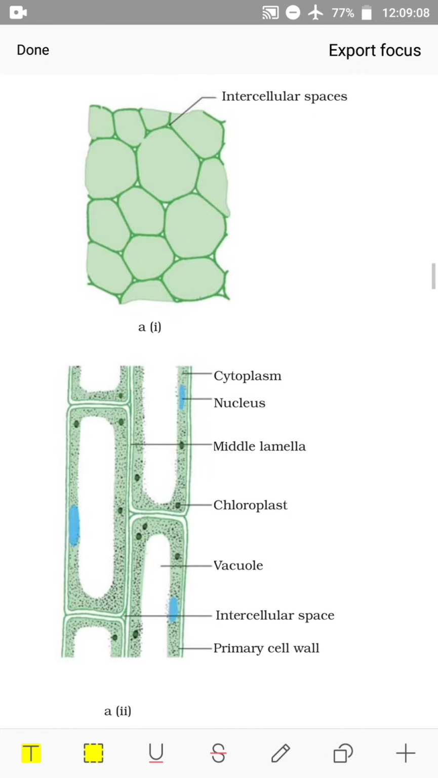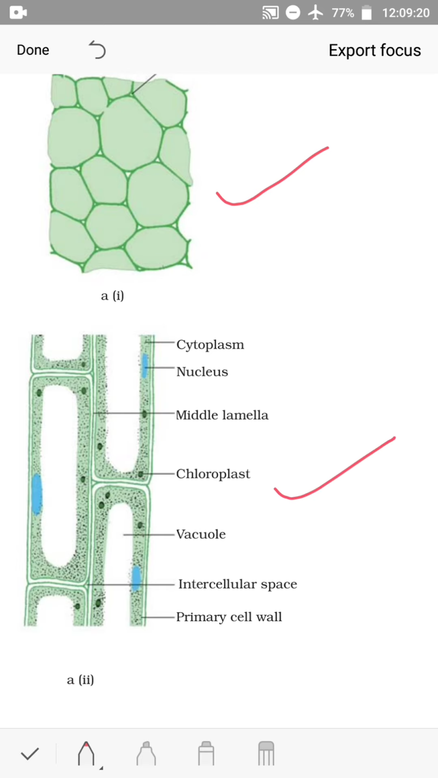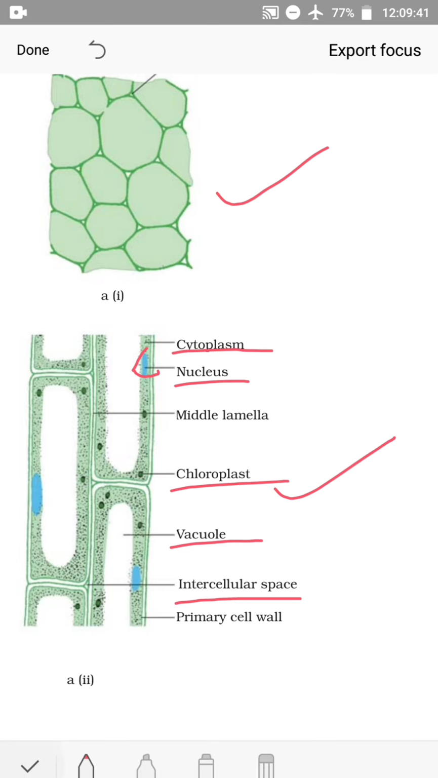Now let us see the cells of these two tissues, parenchyma and collenchyma. Parenchyma, this is in cross section, this type of cells which are seen, and this is in longitudinal section. See, it has cytoplasm, nucleus, chloroplast, vacuole. Even intercellular space is also present. So these are parts of this. These are the type of cells found in longitudinal section of parenchyma tissue.